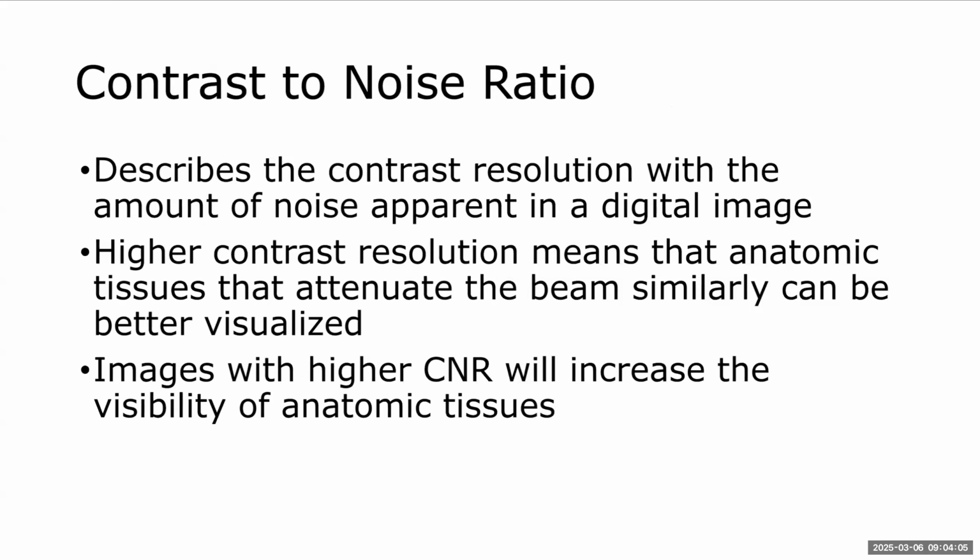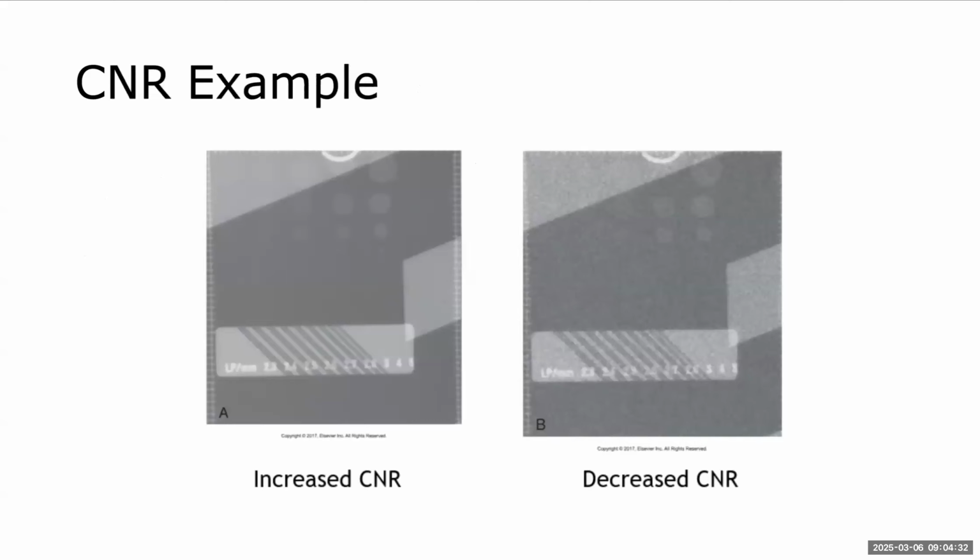We also want to consider contrast to noise ratio. Higher contrast resolution means that anatomic tissues that attenuate the beam similarly can be better visualized. So again, higher contrast resolution means we have more shades of gray that we can use, so that anatomic structures that do attenuate the beam similarly can be assigned different values so that we can tell the difference in them. Here again is another image. You can see that the image on the left has much better contrast to noise ratio than the image on the right.